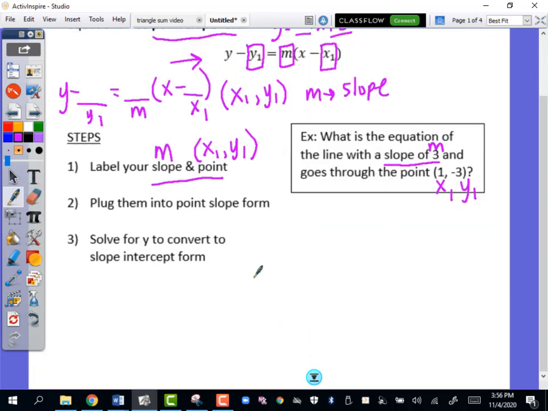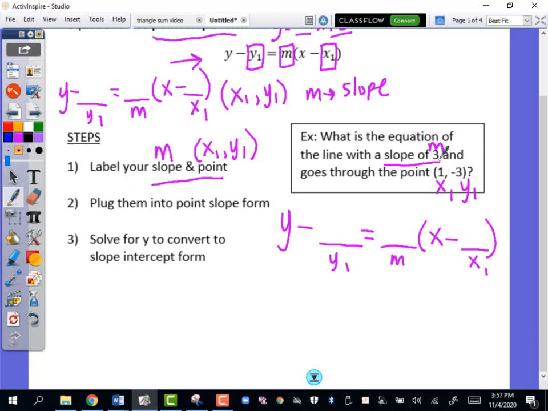Then we're going to plug them into point-slope form. I'm going to copy this template down here: y minus, leaving a blank, equals blank, x minus blank. Then I'm going to plug these numbers in. Here is supposed to be y1, this is the m, and this is where x1 goes.